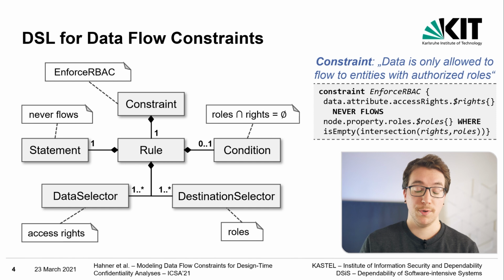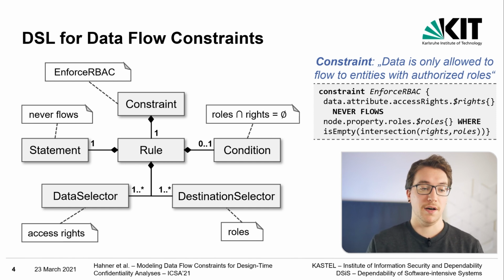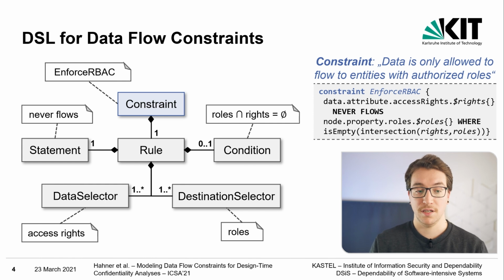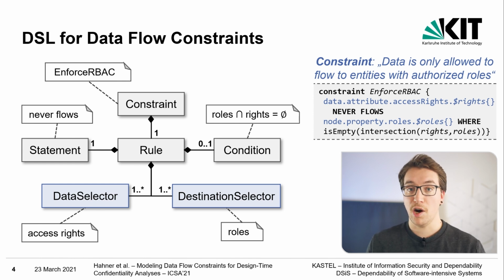Besides this exemplary concrete syntax, we also present the abstract syntax of our DSL, which is shown here on the left. We define constraints, for example, to enforce RBAC, which contain exactly one rule. If this rule does not hold, then a confidentiality violation occurs. Each rule contains at least one data selector and one destination selector. In our running example, the data is selected based on the access rights and the destination is selected based on the roles of the entities accessing the data.